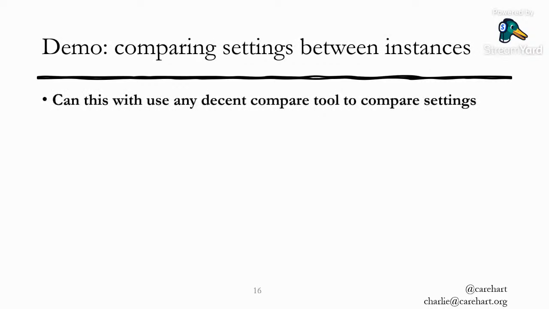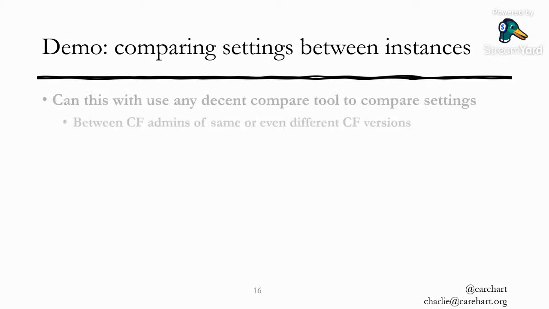As far as comparing settings between instances, the point is you can use any decent compare tool to compare the settings between CF admins of the same version or different versions. You absolutely can do that. And you could do it with the JSON, of course. You could export the JSONs and compare the two JSONs. Some compare tools don't do a really good job of showing differences in JSON files. Some do, but some don't.